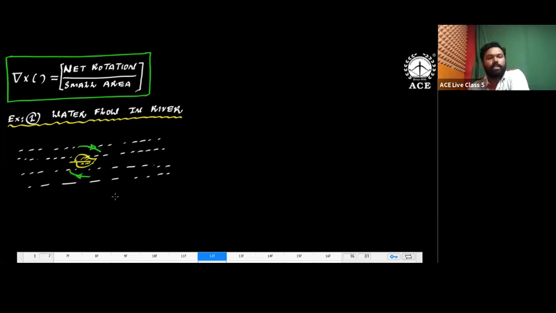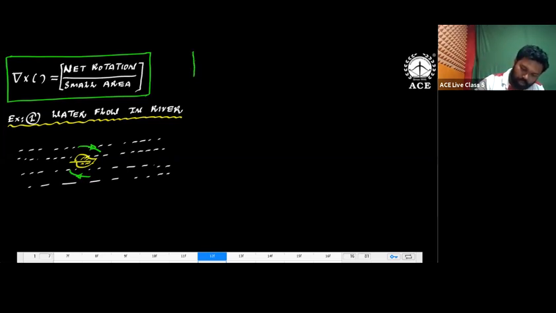Just forget about the physics. What is happening in the physics is none of our business. If you place some small piece of area, if that area is rotating, then you can say that there is a curl. If not, no curl.